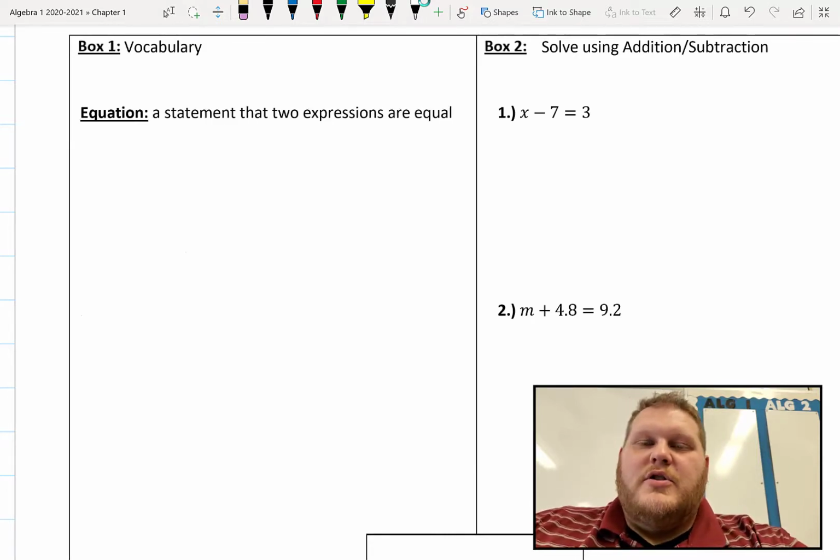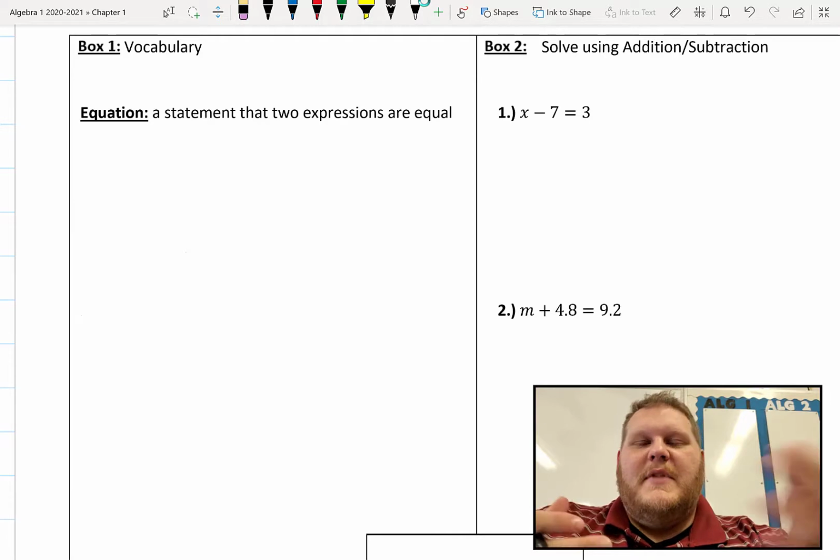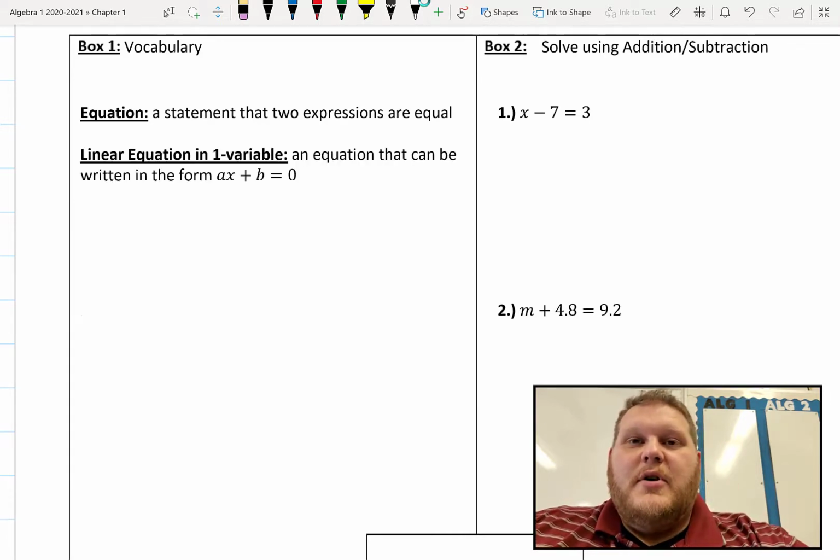An equation is just a statement that two expressions are equal to each other. Now we know that an expression is just some mathematical statement. It could be a number, it could be a variable, it could be a combination of those two things. So an equation really is just taking two of those statements and saying, hey, these two things are equal to each other. This chapter we're specifically focusing on linear equations in one variable.